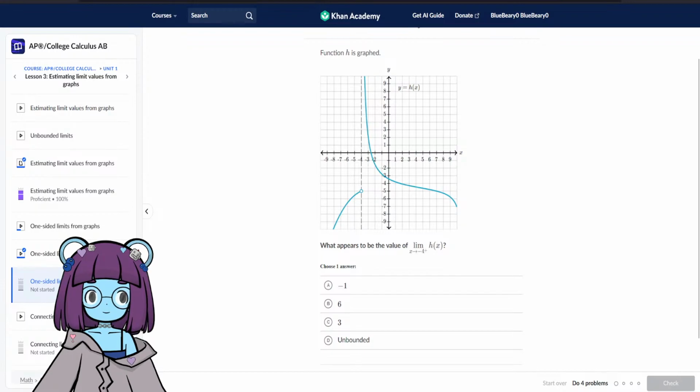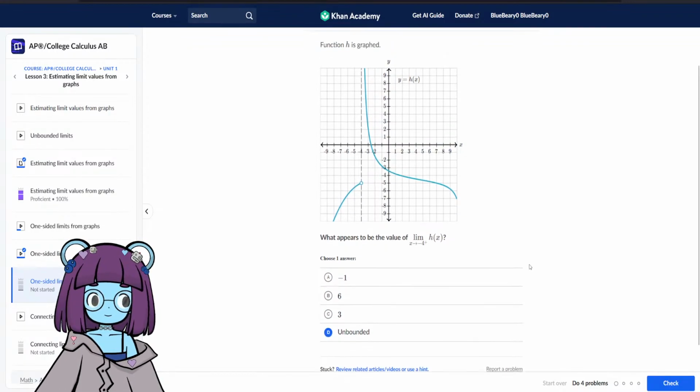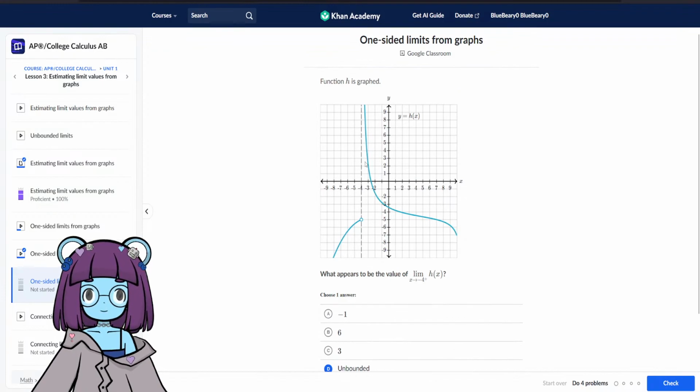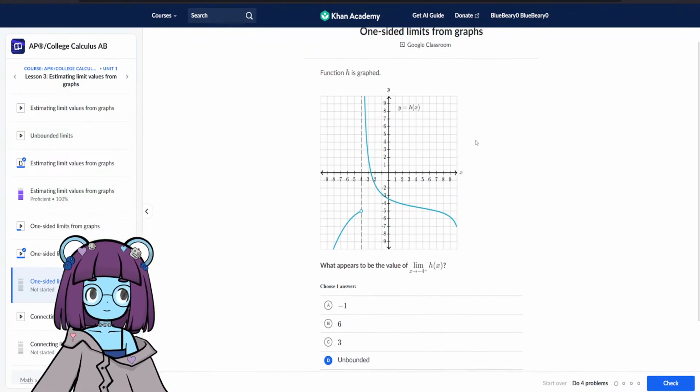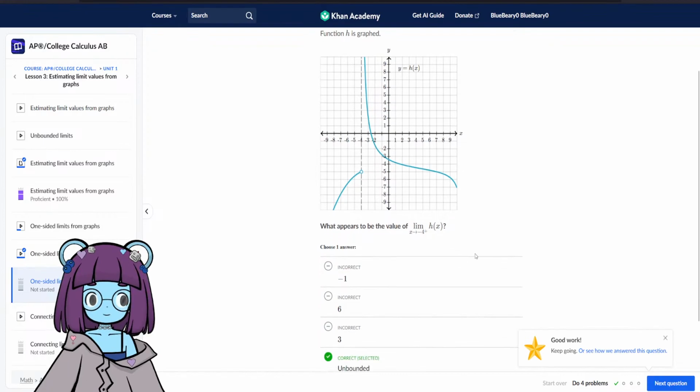Value, so it approaches from the right to -4, so that's unbounded. Okay. Because it goes there and it just goes to infinity, I assume. Yay!